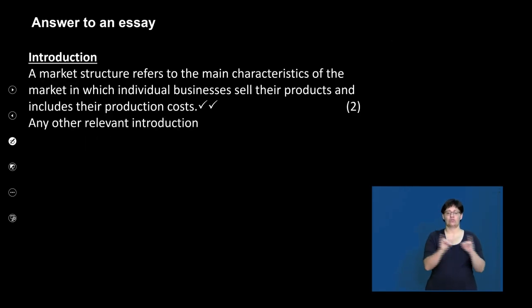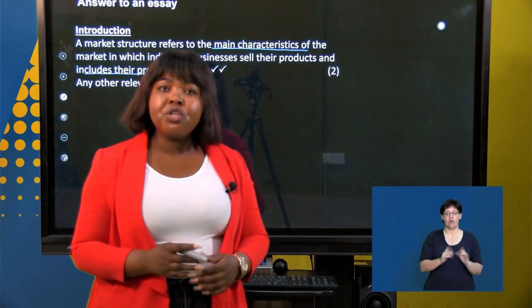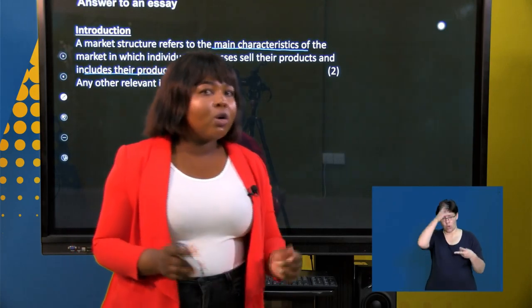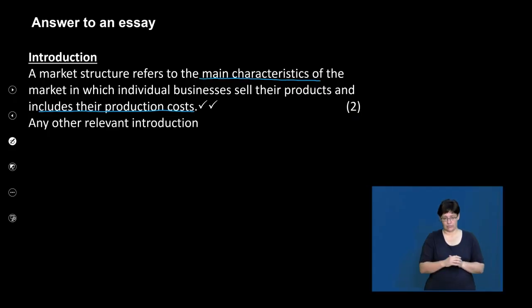Now let's look at the introduction typically. Can you see that I have clearly indicated that this is an introduction? It's properly underlined. What are we going to typically say as our introduction? A market structure refers to the main characteristics of a market in which individual businesses sell their products, and includes their production cost. For any other relevant introduction, remember I said you can include a definition or a concept, and you get your 2 full marks. Remember to write full sentences.